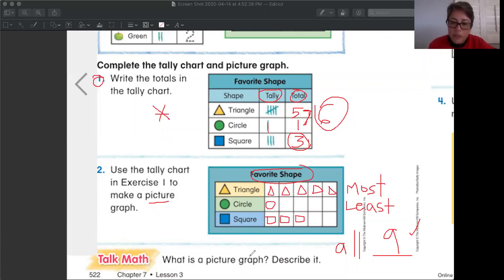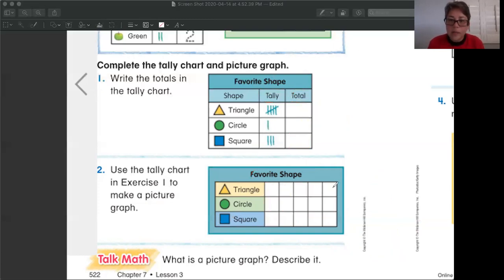Now you have a question here. What is a picture graph? Describe it. So take a minute and look and see. A picture graph is like a table, and it shows you what people like and what people don't like, right? Okay, so thank you. And at this time, I'm going to clear all drawings, and I'm going to switch back.